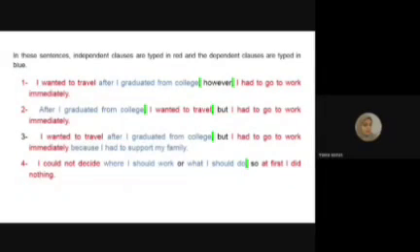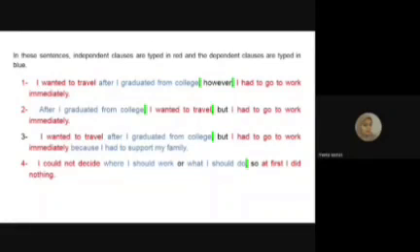This is an independent clause followed by a dependent clause: "because I had to support my family." So here for number three, we have two independent clauses and two dependent clauses. If the dependent clause comes directly after the independent clause, I don't need to use a comma, as we saw here: "I wanted to travel after I graduated and I had to go to work immediately because I had to support my family." But when I wrote "after I graduated from college but I had to go to work," we have a dependent clause followed by an independent clause. That's why I need to use a comma and a coordinator.